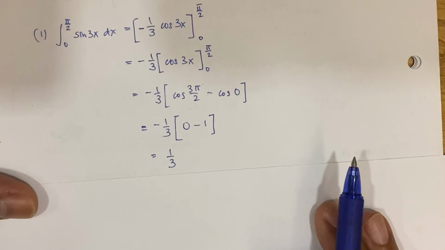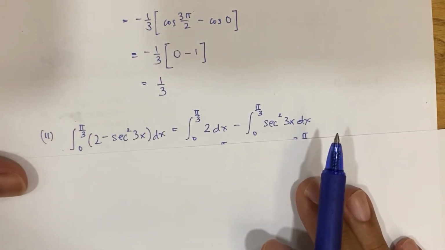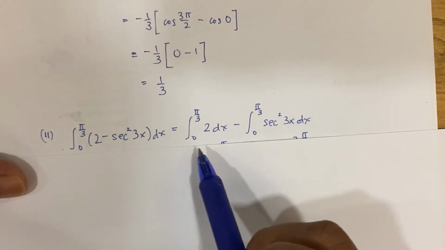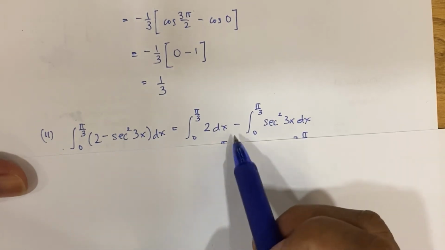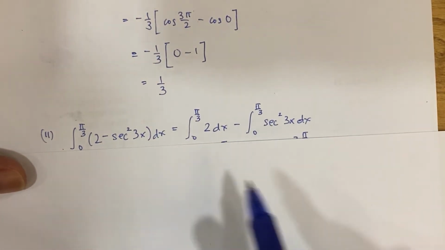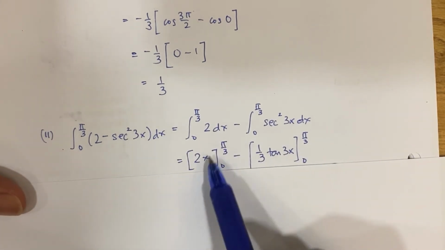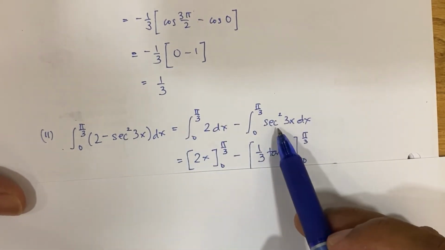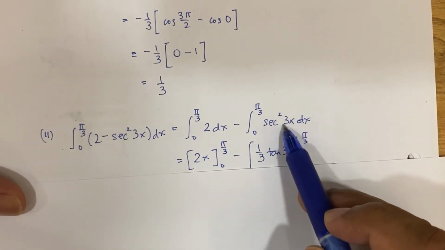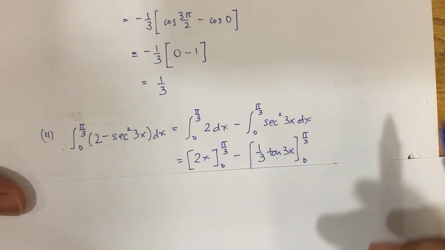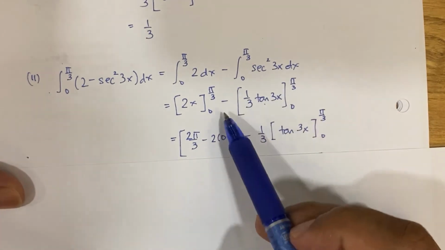That's quite straightforward. For the second one, I propose to break up this integration into 2 parts. Take note, the integration of 2 is 2x, and the integration of secant squared is tangent. 3x, 3x, so 1/3 here. Then I simplify. So I evaluate.